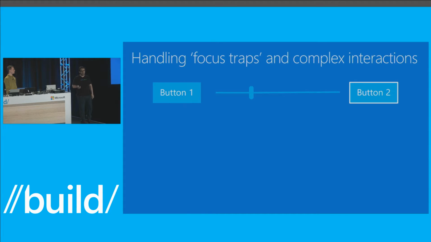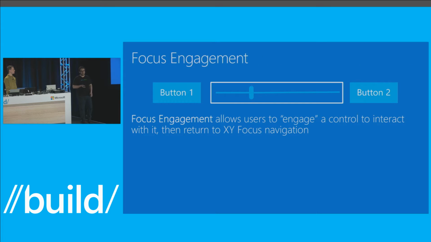And so for cases like this, we've invented something called focus engagement. Again, by doing good layout of apps, you can often avoid these kinds of cases, but sometimes they do make sense and are the right thing, and you want to deal with them. What focus engagement allows you to do is set up an element such that a user can engage it, interact with it, and then disengage and go back to XY focus.